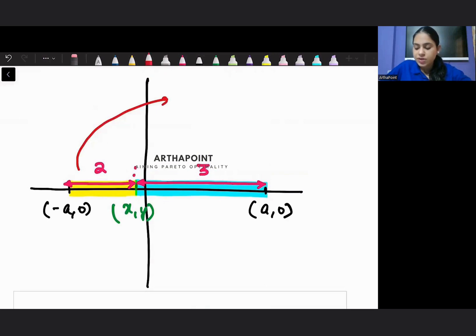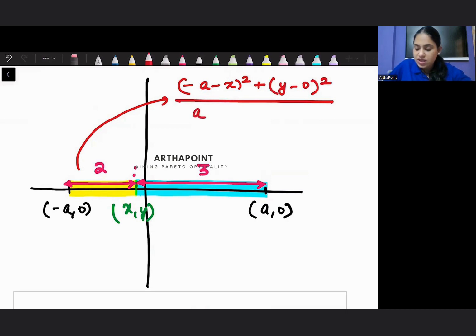What would this be? Minus A minus x whole square plus y minus 0 whole square. And then try to find the other distance: A minus x whole square plus 0 minus y whole square.